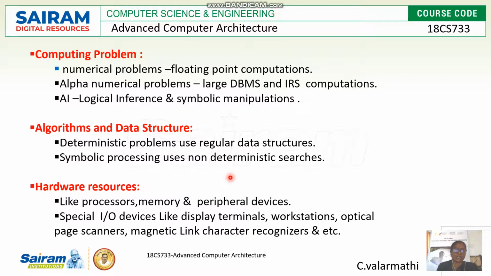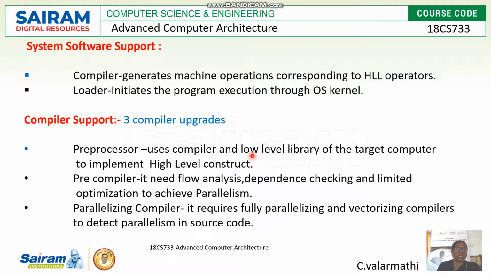In terms of hardware resources, we have processors, memories, and peripheral devices, and some special I/O devices like display terminals, workstations, optical page scanners, and magnetic ink character recognizers, etc. So these are the main elements of a computer. Apart from this, an important primary part is compiler support. What are the three types of compilers we can use for achieving good parallelism? Those are preprocessors, precompilers, and parallelizing compilers.